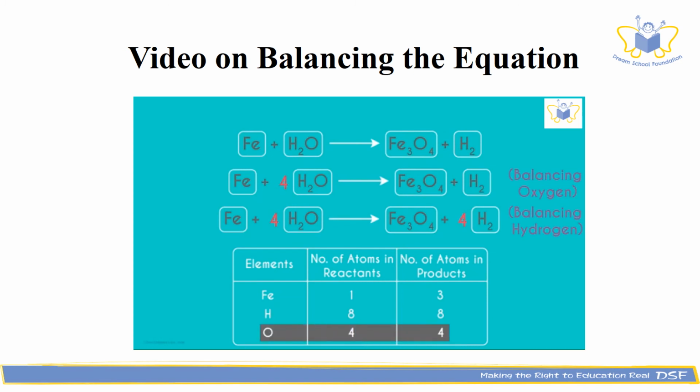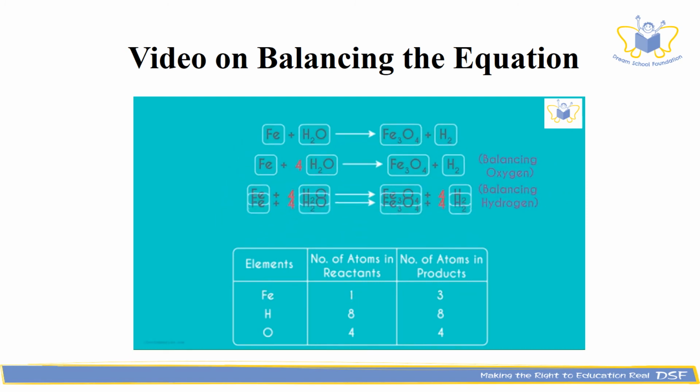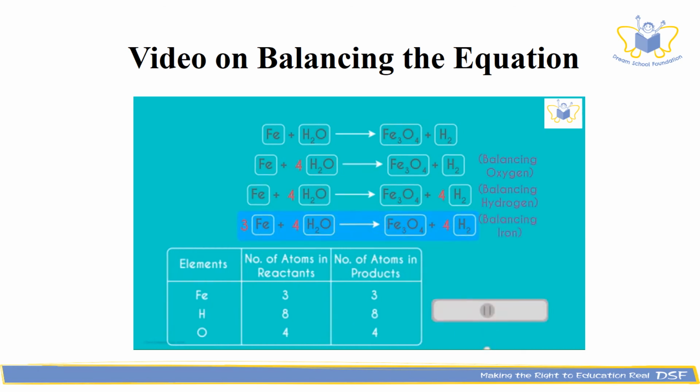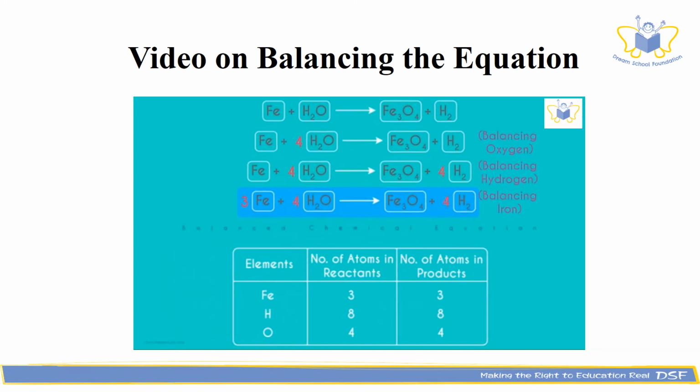The number of oxygen atoms on each side is 4 and the number of hydrogen atoms on each side is 8. And what about iron atoms? It's 1 on the left and 3 on the right. So the equation is just partly balanced. So to equalize the Fe atoms, we multiply Fe on the left with 3. Is the equation balanced now? Yes, it is. The number of atoms of each element is equal on both sides of the equation. 3 of iron on each side, 8 of hydrogen on each side, and 4 of oxygen on each side.